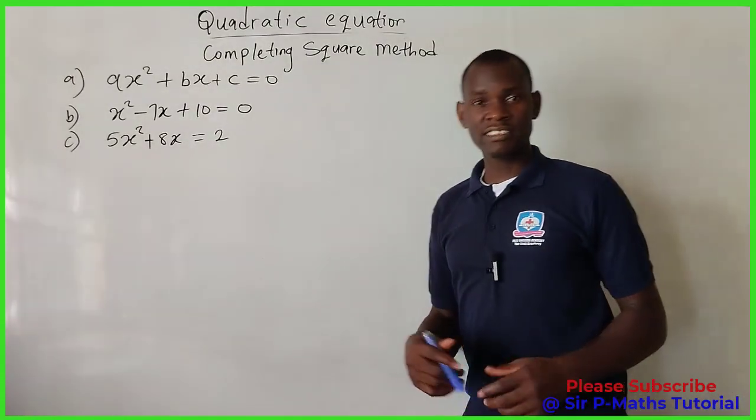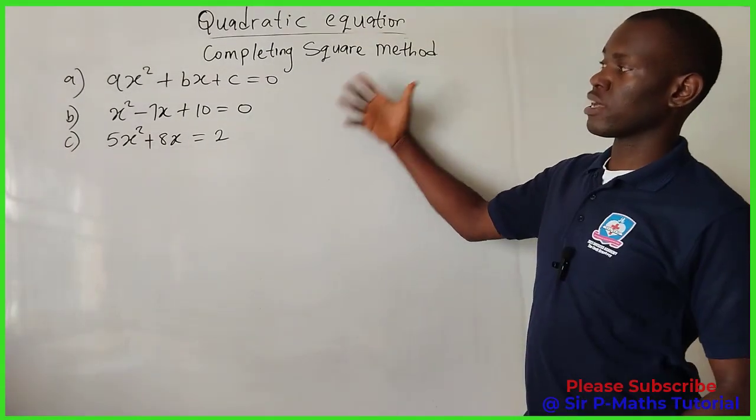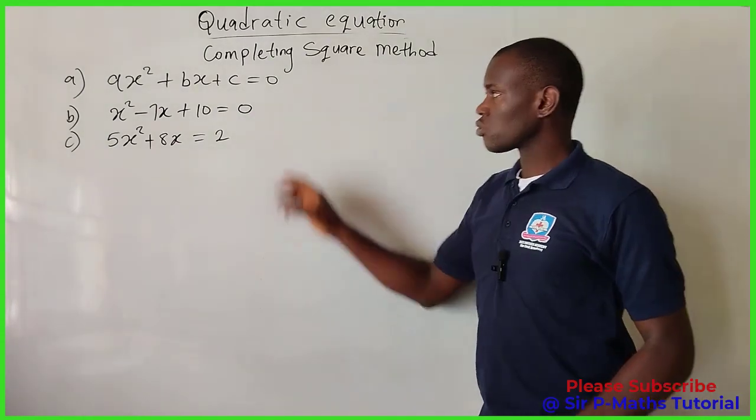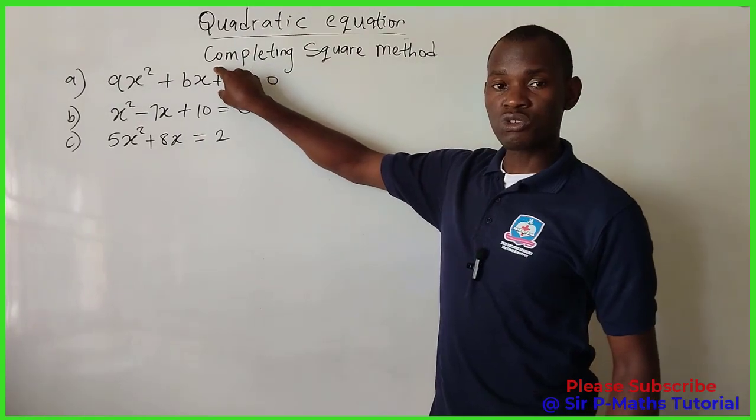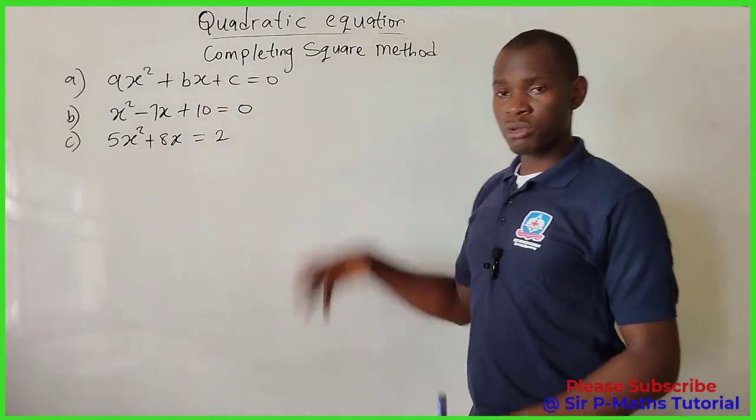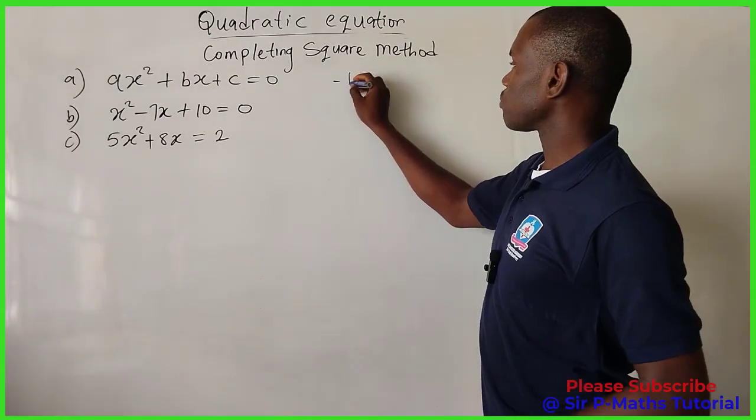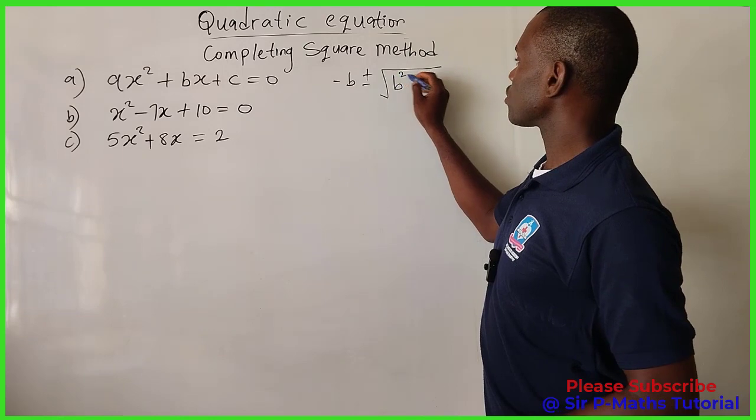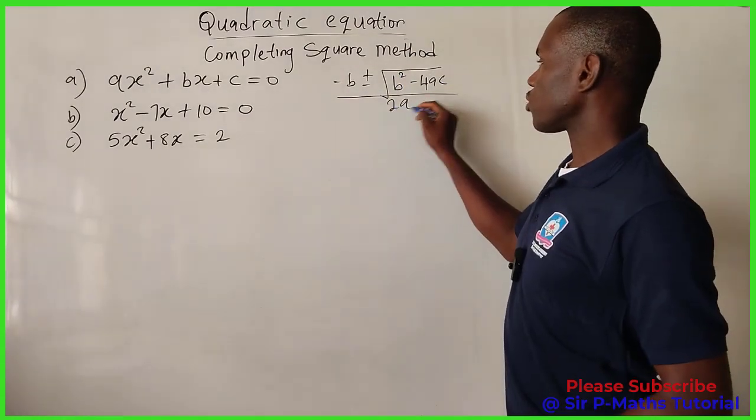Today we want to continue our lesson on quadratic equations, but we are considering the completing the square method as one of the methods of simplifying quadratic equations. So here we have the general form of a quadratic equation, which we will use to derive the formula for quadratic equations, the almighty formula as some call it, which is minus b plus or minus square root of b squared minus 4ac all over 2a.